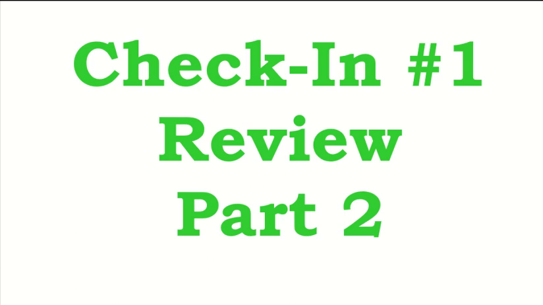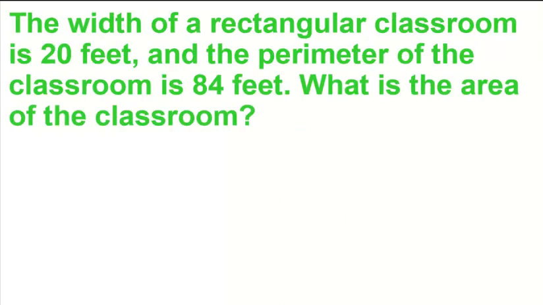Second day to review for the check-in. Wanted to go over a couple things from the homework from yesterday. So we got width of rectangular classroom is 20 feet, perimeter of the classroom is 84 feet. What is the area of the classroom? So first thing we have to do is find the other side of our rectangle.